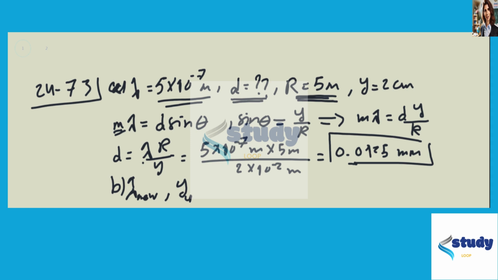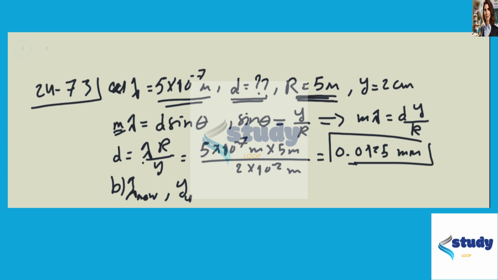And then we can substitute, so lambda is 5 times 10 power minus 7 meters times 5 meters over 2 times 10 power minus 2 meters, and this will give us d, the distance between the two slits, which is 0.0125 millimeters.